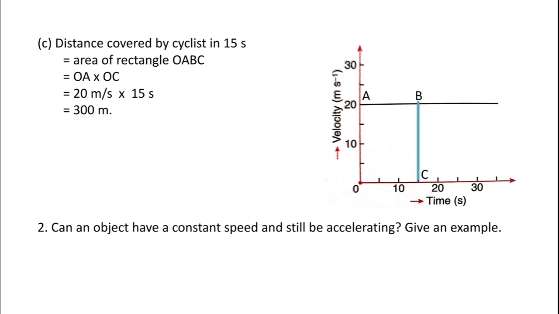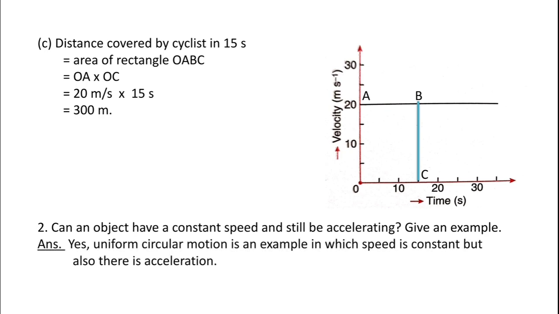Let me recall an example for you, that is uniform circular motion. In uniform circular motion we have learned that the object is moving with constant speed, but its direction of motion changes continuously. As the direction of motion is changing, the velocity is changing, and if velocity is changing, then the object has an acceleration. So yes, uniform circular motion is an example in which speed is constant but there is also an acceleration.